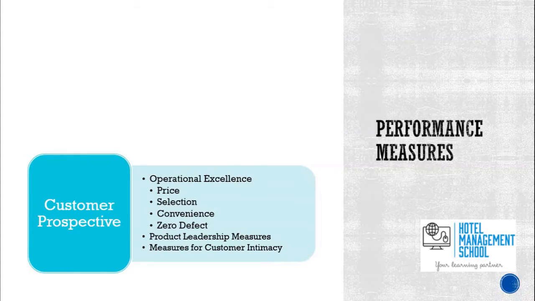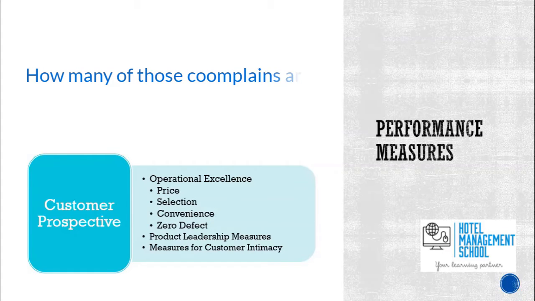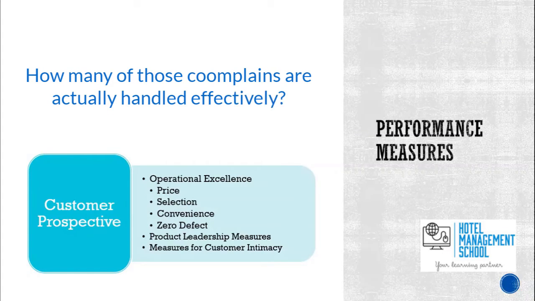They want to understand there should not be any complaints, but you cannot avoid complaints. So they have another measure: how many of the complaints are satisfactorily handled. Correct. First thing is the defect: how many complaints out of 10,000 guests? And then the second tier is how many of those complaints are actually handled effectively.